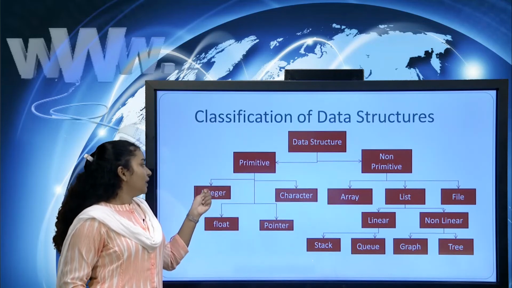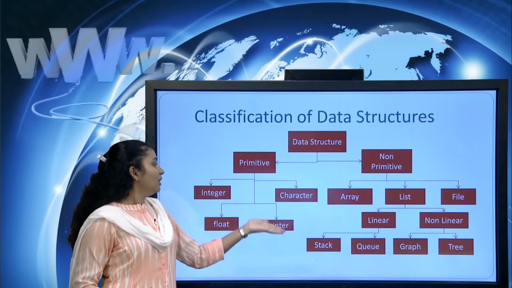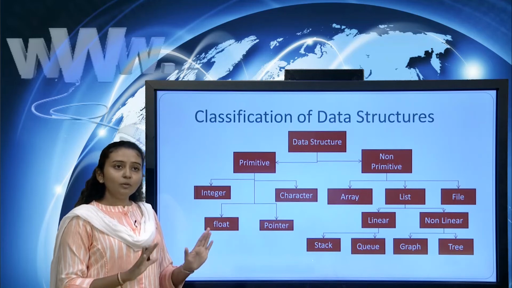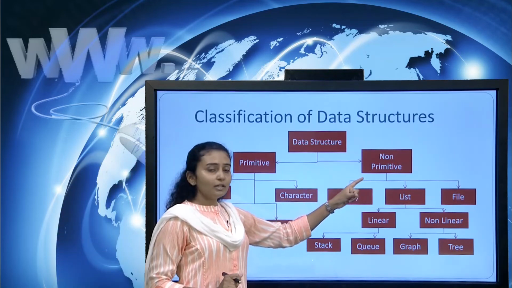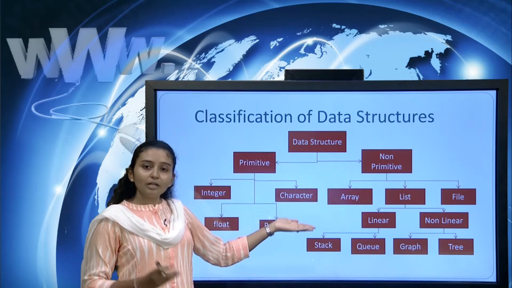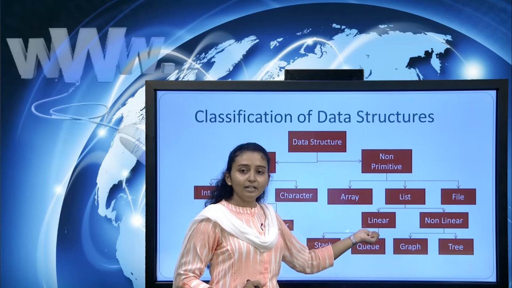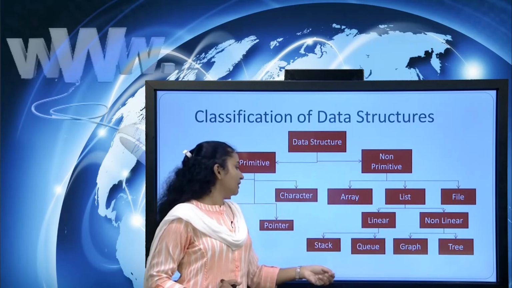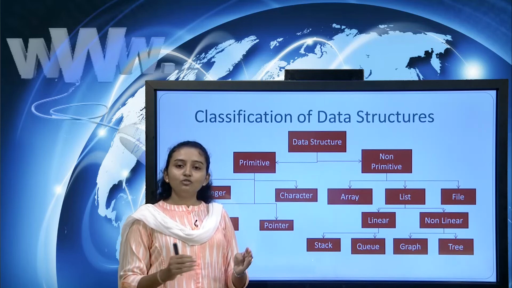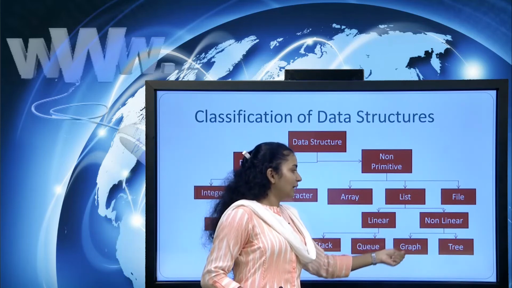In primitive data structures, we have integer, float, character and pointer. Each of these data types is different for each kind of machine. In non-primitive data structures, we have array, list and file. An array stores similar kinds of elements. In list, we have two types, linear and non-linear. In linear data structures, we have stack and queue, in which each data item is stored in a linear format, right? In non-linear data structures, we have graph and tree.